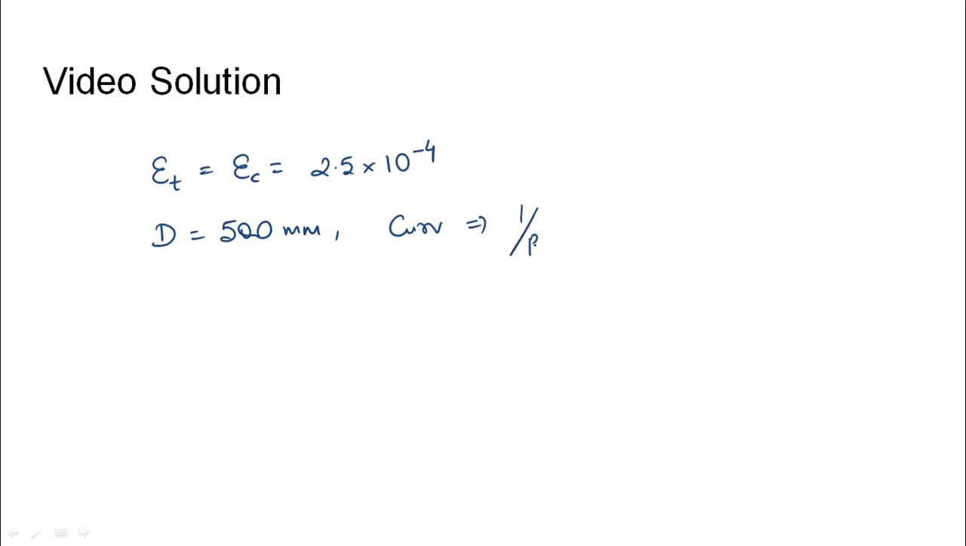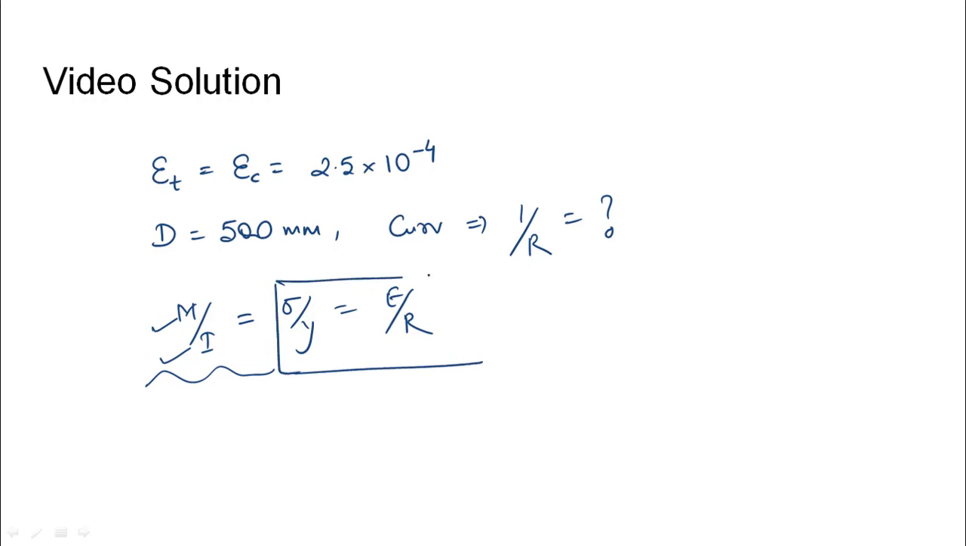In this case we have been given the tensile strain, which is equal to the compressive strain, as 2.5 × 10^-4. The depth of the beam is given as 500 millimeter. We need to find the curvature of the beam, that would be 1 by R. So using the theory of simple bending, that is M by I equals sigma by y equals E by R. In this case we are not aware about M and I, so we cannot use this part of the equation. So we need to solve only using this part of the equation to find our answer as the curvature.